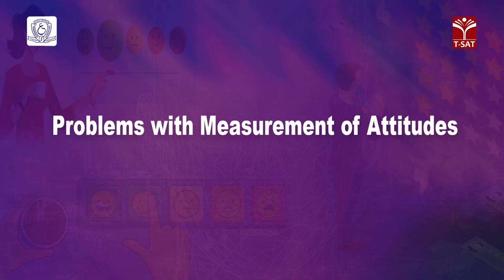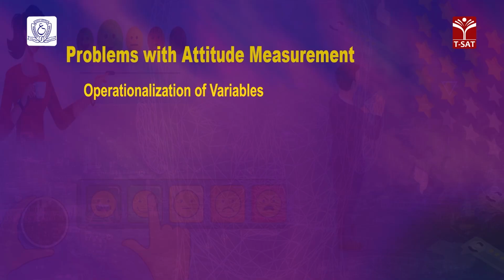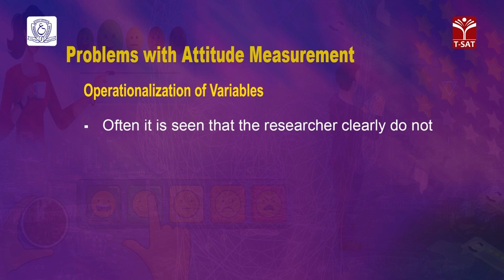As we conclude this lesson on the measurement of attitudes, let us also talk about certain problems related to measurements of attitudes. There are certain shortcomings in these self-report scales of attitudes. There are various problems that affect the validity of attitude scales. There are problems with attitude measurement and which are of 3 types. The first one is operationalization of variables. Often it is seen that the researchers clearly do not define their attitude variables.